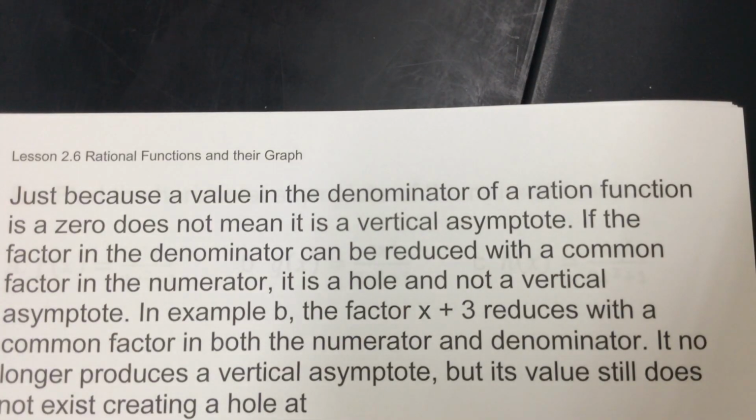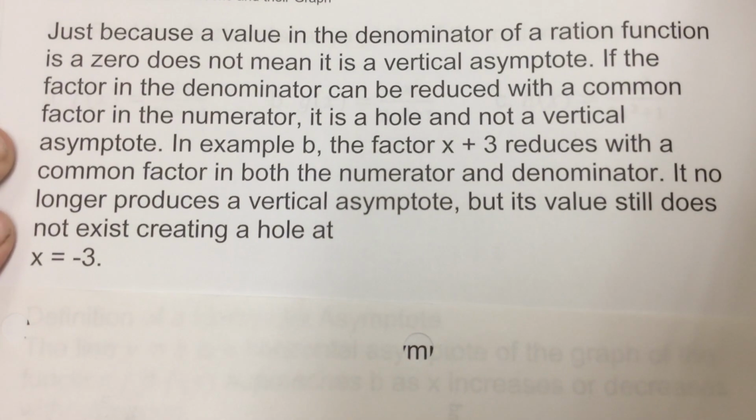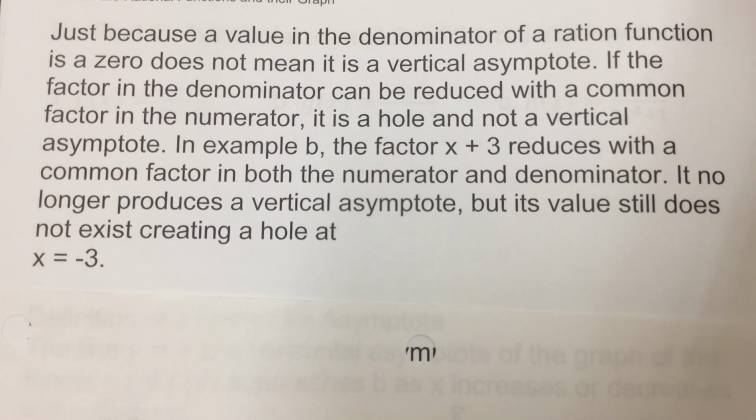So just to go into a little more detail, just because that value in the denominator of a rational function is a 0 doesn't mean it's a vertical asymptote. So again, if the factor of the denominator can be reduced with a common factor in the numerator, so one on the bottom can be reduced with something on top, then it's going to be a hole, not a vertical asymptote. So like I said, that x plus 3 reduces with the common factor on top, but even though it doesn't make a vertical asymptote, it still doesn't exist. It still causes a problem, but it's a hole and not an asymptote.